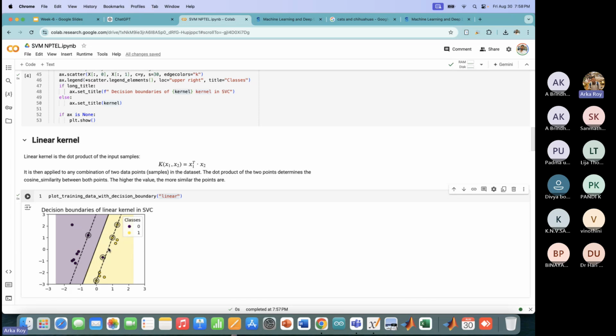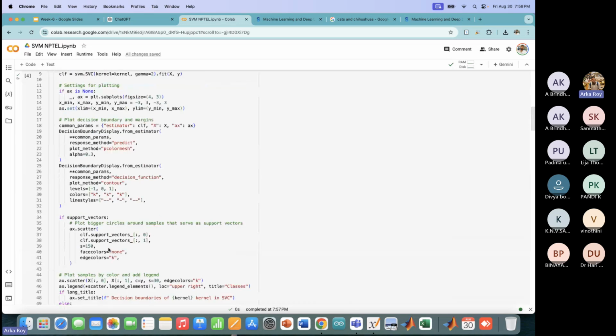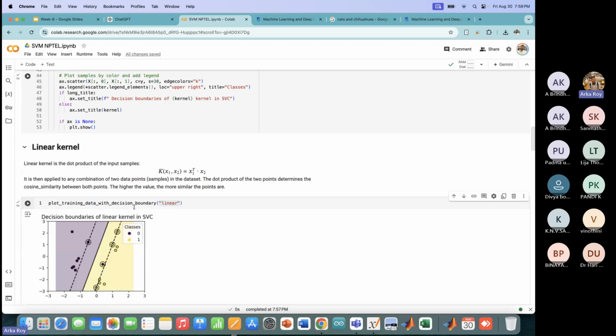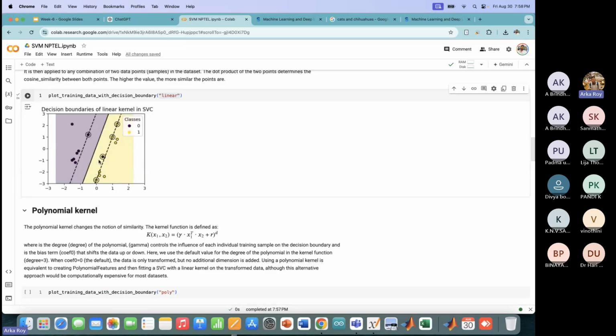As I was telling, the problem at hand is strictly not a linearly separable problem, because if you intend to draw a line over here, obviously you will do a misclassification because this particular sample will be misclassified. This is what is basically happening over here. So this is a drawback for linear SVM.